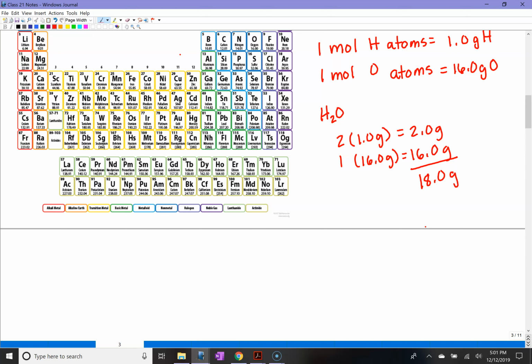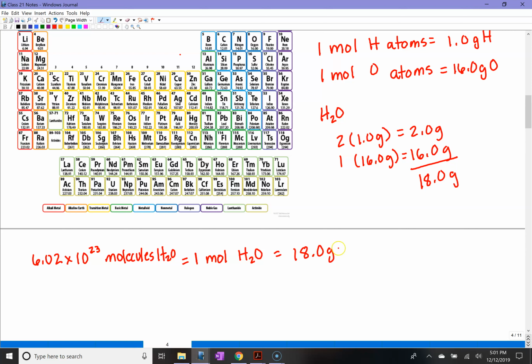So now we know how many particles are in a mole, and we know the mass of 1 mole of any element. And from that we can do a lot of different calculations, because I can know that 1 mole of water contains 6.02 times 10 to the 23rd molecules of water. And it's going to have a mass of 18 grams of water.